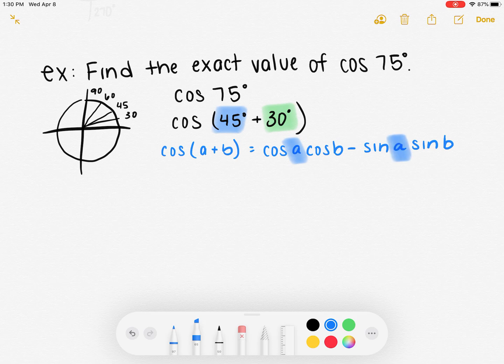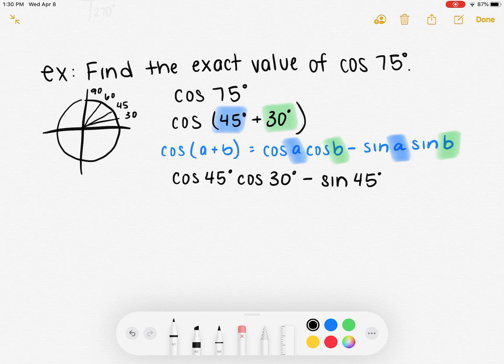So all I'm going to do is go back into my formula, and anywhere I have an A, I'm going to replace it with 45, and anywhere I have a B, I'm going to replace it with 30, and then I'm just going to use my knowledge of the unit circle in order to simplify. So I'm going to end up with cosine of 45 degrees times cosine of 30 degrees minus sine of 45 degrees times sine of 30 degrees.